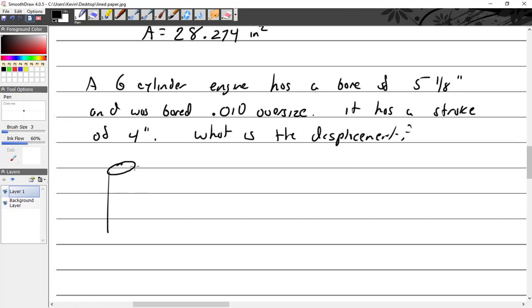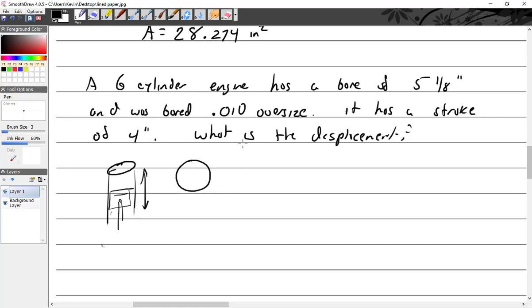What we're talking about is we have a cylinder, and a piston is going up and down inside of the cylinder. We have little rings, and it's going to go up and down 4 inches. And the bore is what? Well, the bore is a circle.